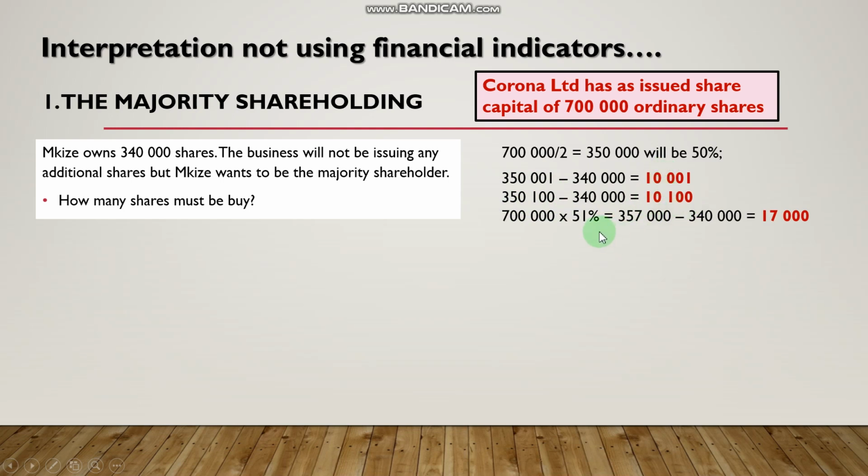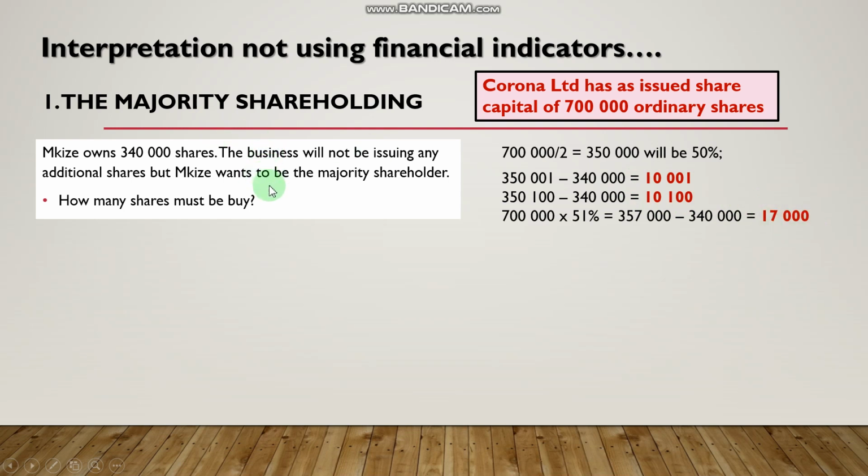The third option that is also accepted in exam papers is to find 51%. What's 51% of 700,000? It's 357,000. He's got 340, so he needs an extra 17,000. So in order for him to be a majority shareholder, he needs to buy this number of shares.